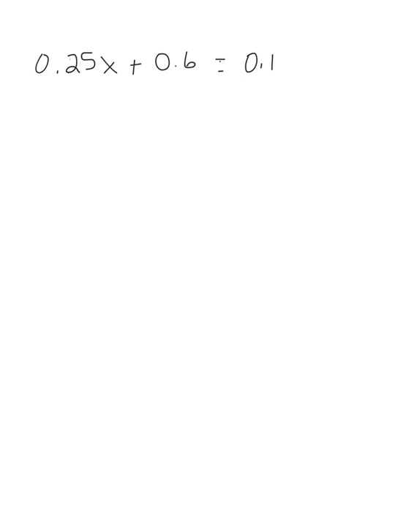Let's take a look at this problem. This is decimal busting. We have 25 hundredths x plus 6/10 equals 1/10. So you've got hundredths and tenths. So you're going to want to go with the larger place value and multiply everything by 100. Remember, you're going to move the decimal point twice. 25x plus 60 equals 10. Got to annex that 0 in there.